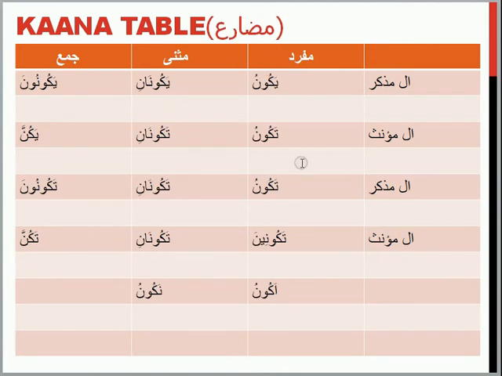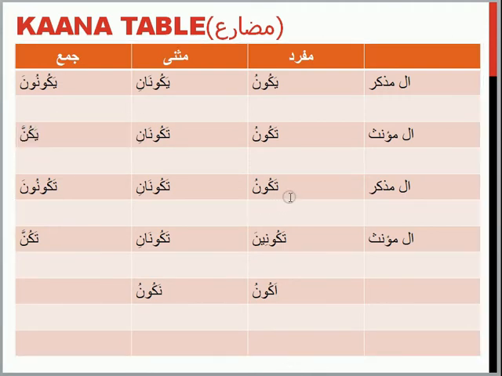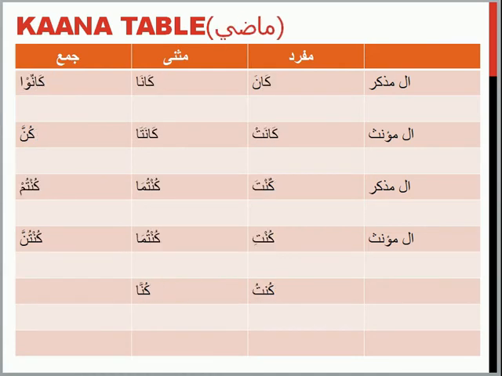And now the mudare. Yakunu, yakunani, yakununa, takunu, takunani, yakunna. Abnormality. Irregular again. Anta takunu, antuma takunani, antum takununa, anti takunina, antuma takunani, antunna takunna, ana akunu, nahnu nakunu. That's all for the conjugations.